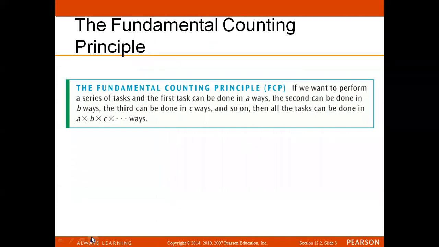The fundamental counting principle, FCP: if we want to perform a series of tasks and the first task can be done in A ways, the second can be done in B ways, the third can be done in C ways, and so on, then all the tasks can be done in A times B times C ways.